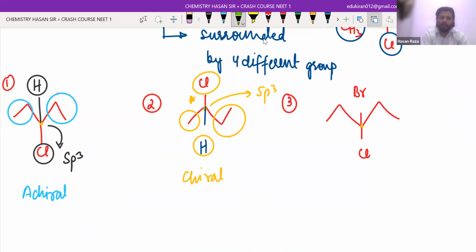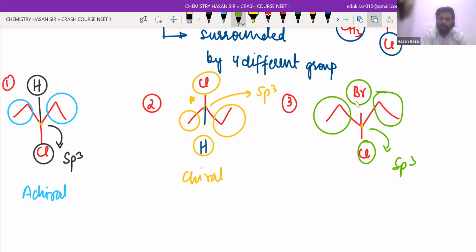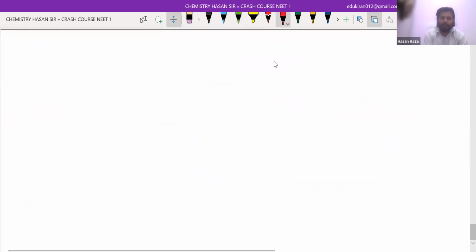And if you are going to check this one, you can say this is your sp3. That is well and good. This bromine is different, chlorine. Here it is ethyl, and again here it is ethyl. So it is also a chiral. Is that clear? Yes, sir. Okay.